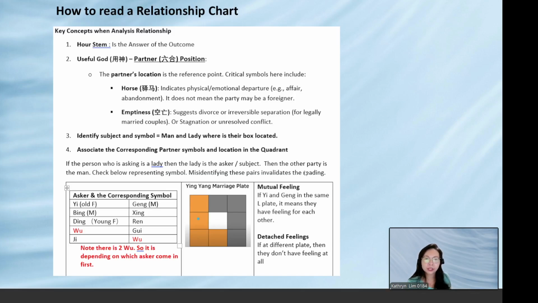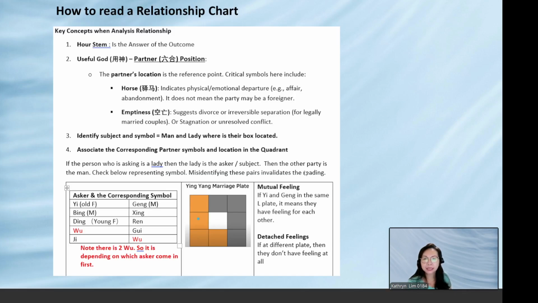The next item to look at would be emptiness. In relationship forecasting, if you see emptiness in the partner box, it will suggest divorce or some irreversible separation between the two persons, the married couple. It could also indicate some stagnation or unresolved conflicts.